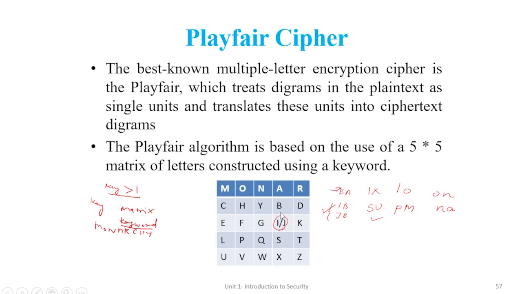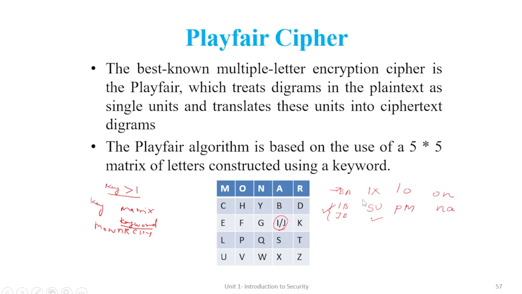For example, the first pair is BA. It occurs in the fourth column. So I write the ciphertext as the beneath value of B, which is I, and the beneath value of A, which is B. Otherwise, instead of I, you can write J. So the answer for the first pair is either IB or JB.